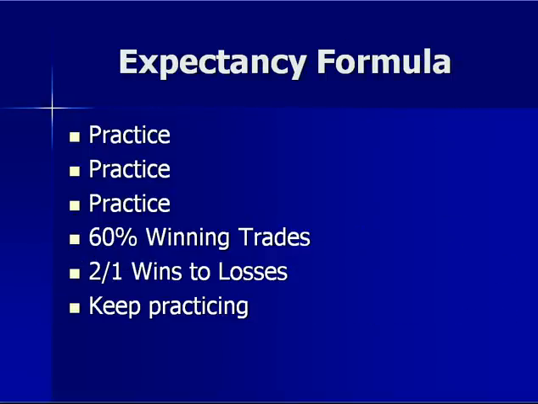The expectancy formula comes from practice, practice, practice, and we usually want people to get to a 60% winning trade or batting average with a 2-to-1 win to loss. That will make sure that you basically make money. And a lot of people, when they practice with a sim broker or do anything, get to that fairly quickly. As soon as they put real money on the line, they start losing.